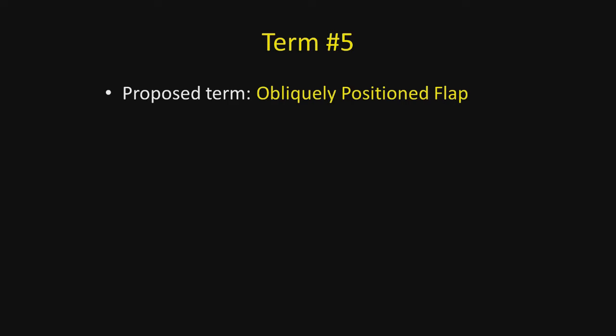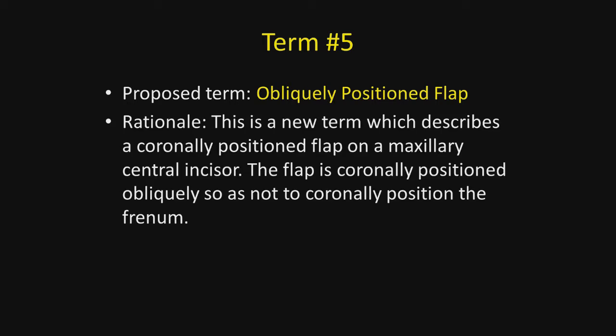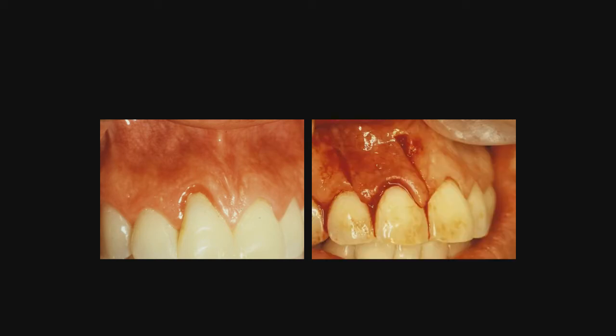Term number 5. Proposed term is a new term, the obliquely positioned flap. And here's my rationale. This is a new term which describes a coronally positioned flap on a maxillary central incisor. The flap is coronally positioned obliquely so as not to coronally position the frenum. And here we see outlined how the flap incisions are made in an oblique direction, and you can see the frenum is avoided and is not coronally positioned.